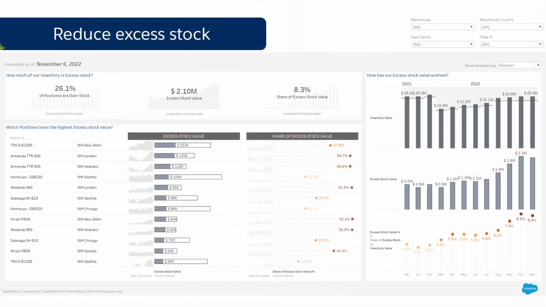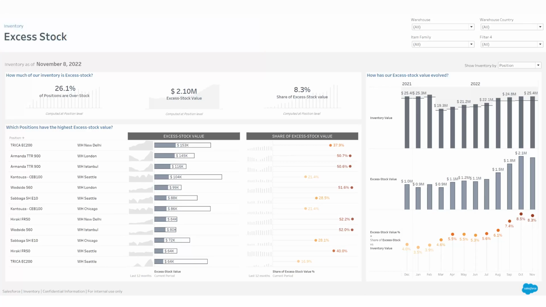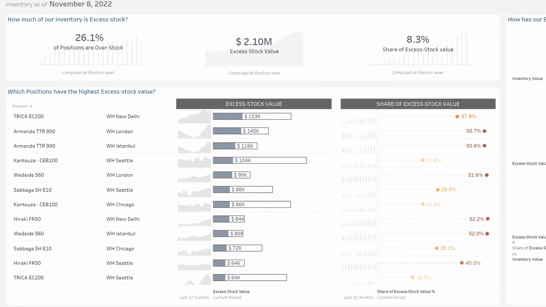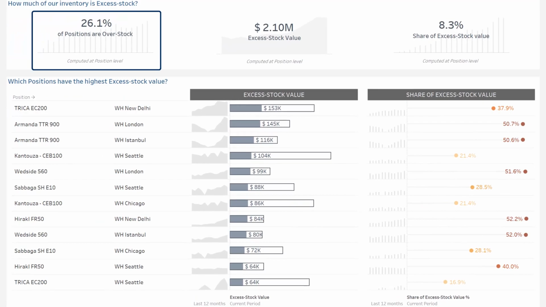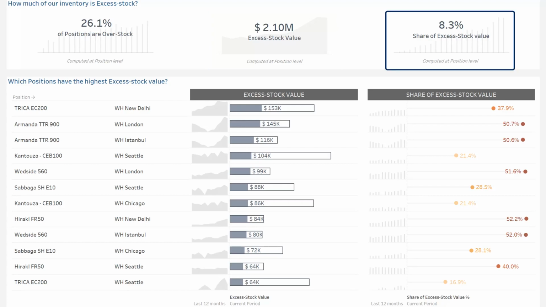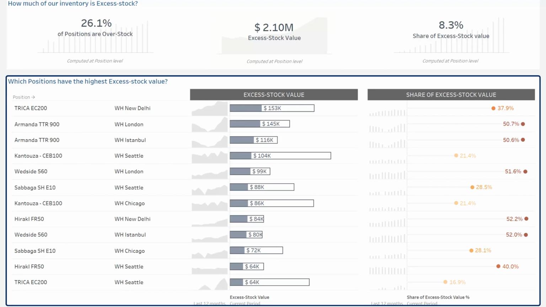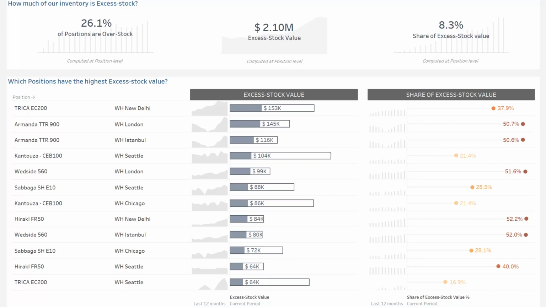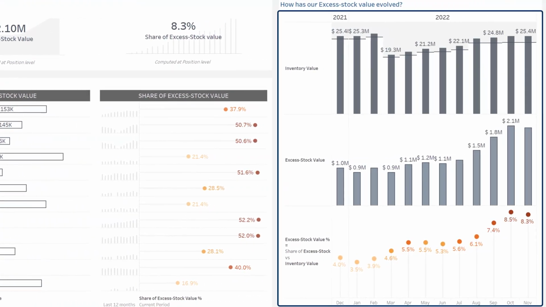Do you now want to tackle your problems of excess stock? First, let's see an overall assessment of the situation. How many positions are currently overstock? How much money does it represent? Does this weigh heavily on your total inventory value? What are the positions that impact you the most? Would it be a good idea to launch a marketing campaign to destock these products? Are you getting better at managing excess inventory?